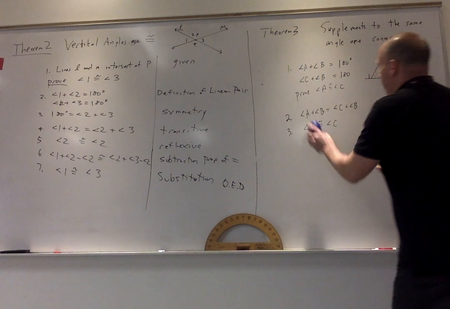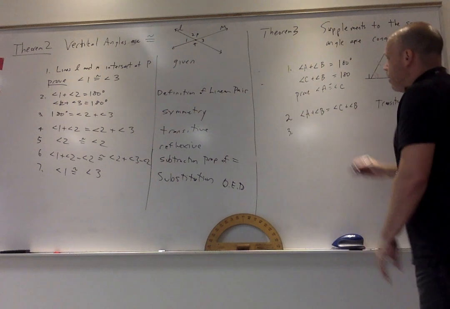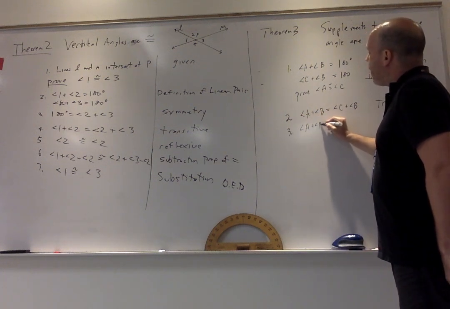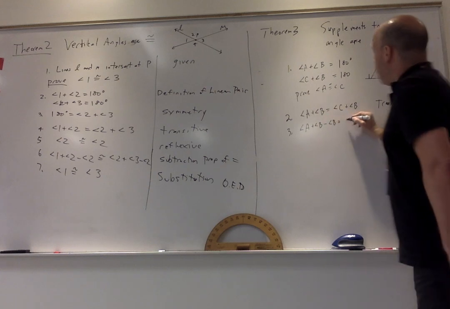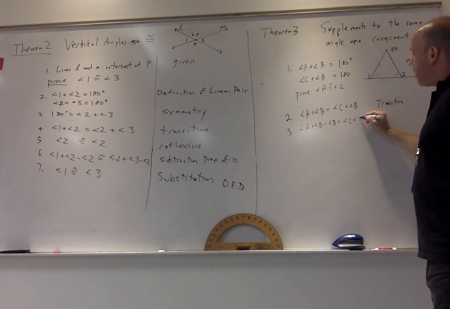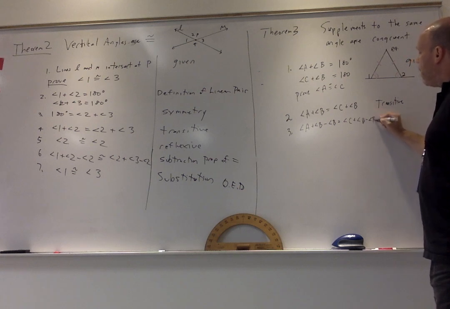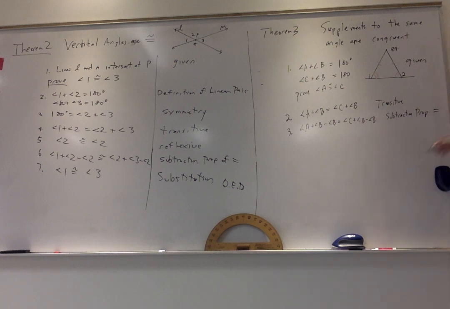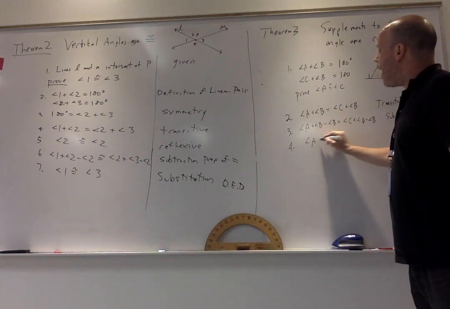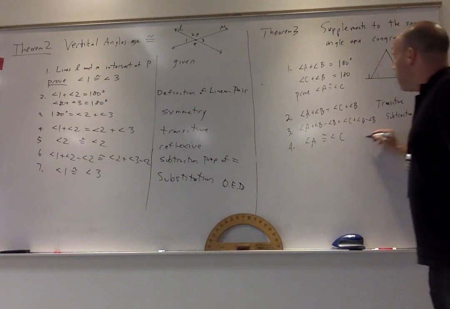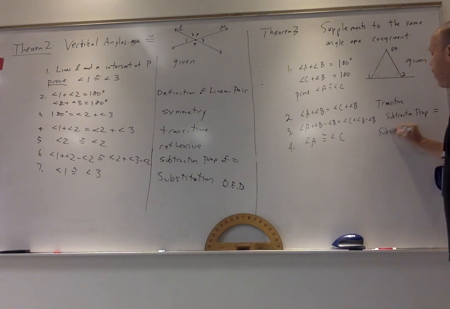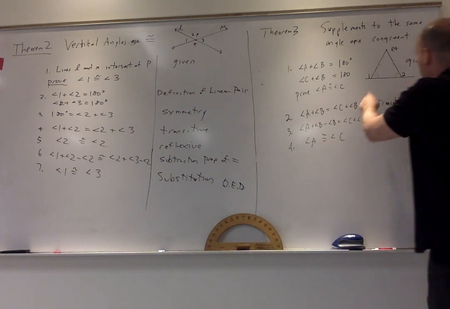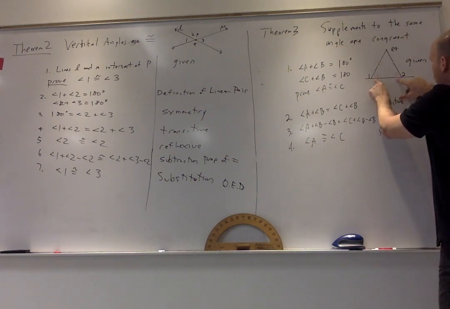Actually, sorry about that, guys. Let me put in the next step. Angle A plus angle B minus angle B is equal to angle C plus angle B minus angle B. This is subtraction property of equality. And then number 4 is simply angle A is congruent to angle C. Substitution. And so what we've shown is that if 2 angles are supplement to the same angle, then they are congruent.